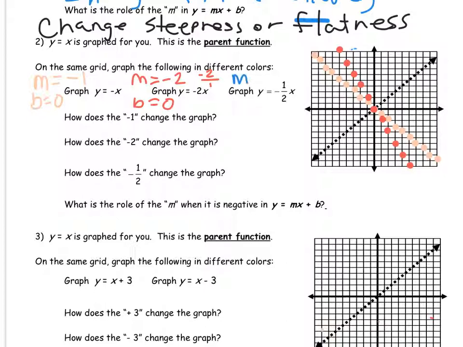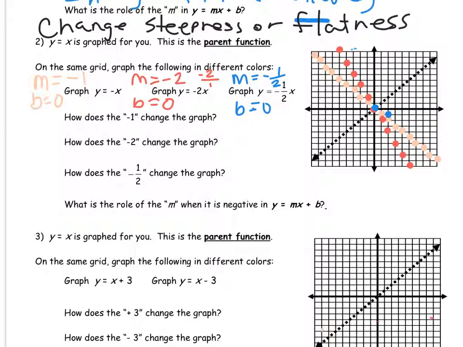We have an m of -1/2. We have a b of 0. So again, I'm going to start my graph on the b. I'm going to put my dot here on the b. -1/2. So negative, I'm going to go down first, and then to the right 2. So down 1, to the right 2, put a dot.